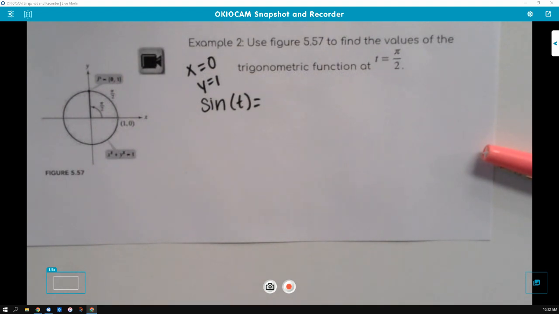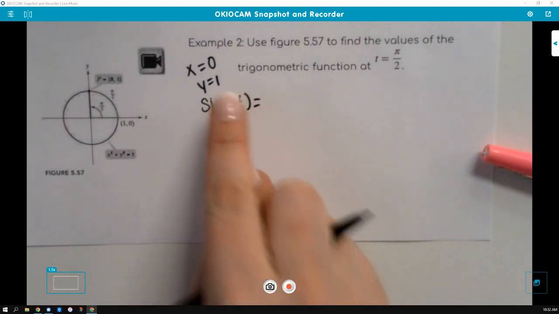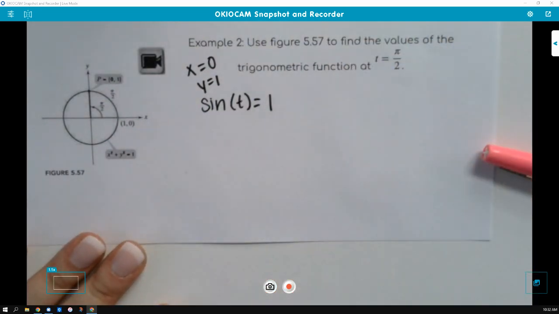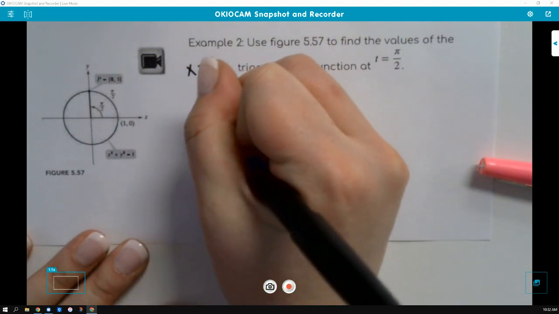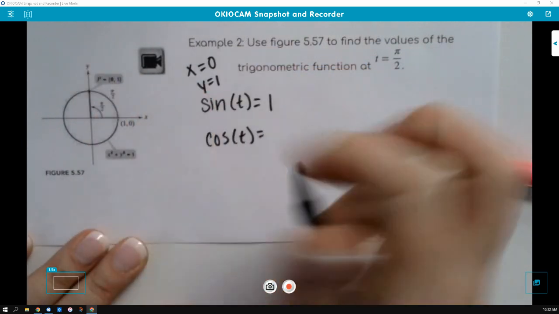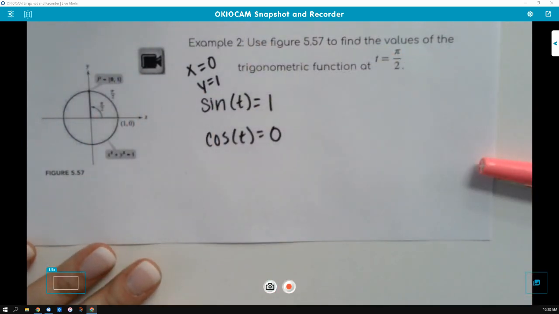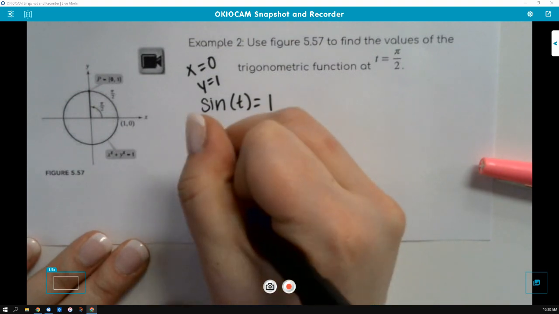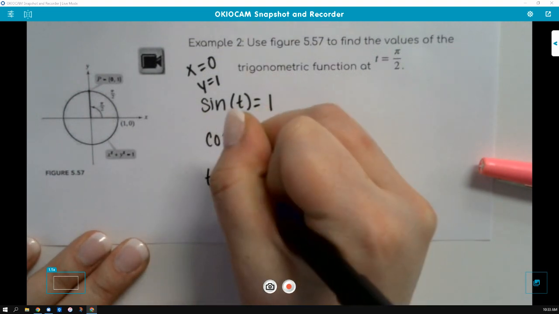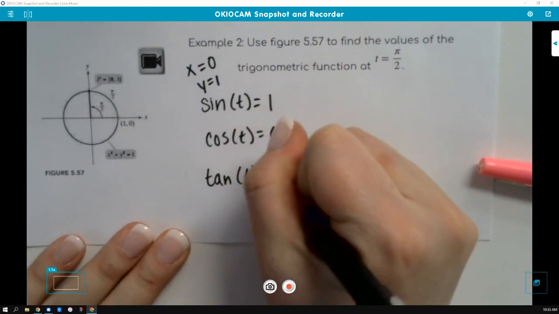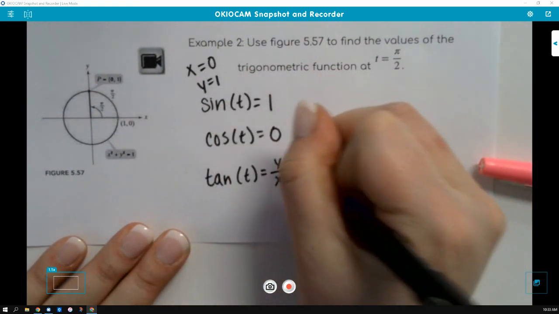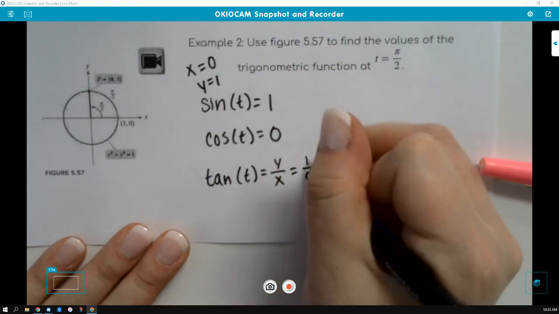Okay. Sine of t is just my y value, so sine of t is just 1. Cosine of t is just my x value, so cosine is just 0. Tangent of t is y over x. So y over x is going to be 1 over 0. Can I do that? So it's undefined.